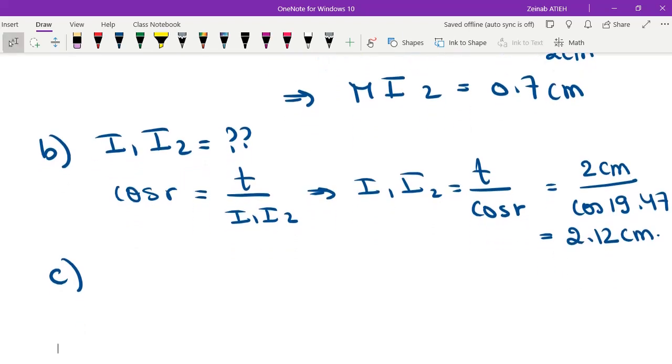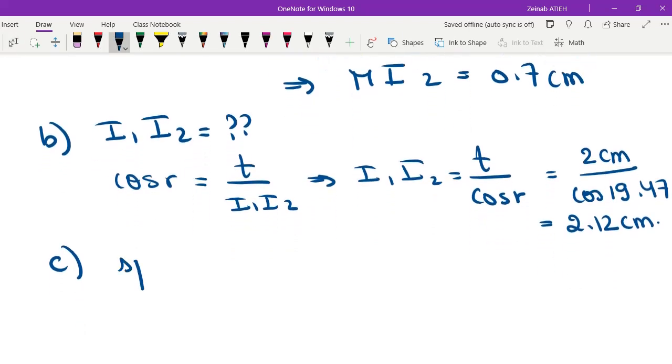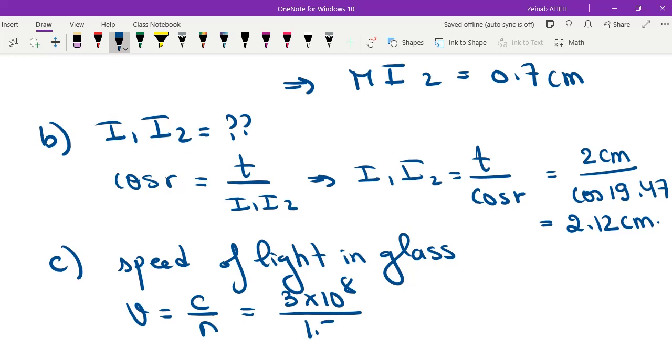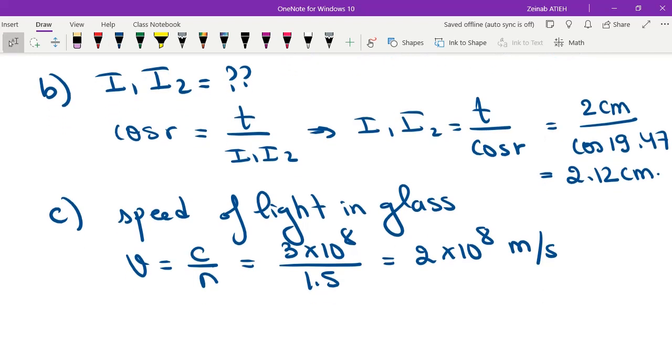So first let's calculate the speed of light in glass. We will get V equals C over N, equals 3 times 10 to the power 8 over N, which was 1.5. We will get 2 times 10 to the power 8 meter per second. I got the speed of light in glass.